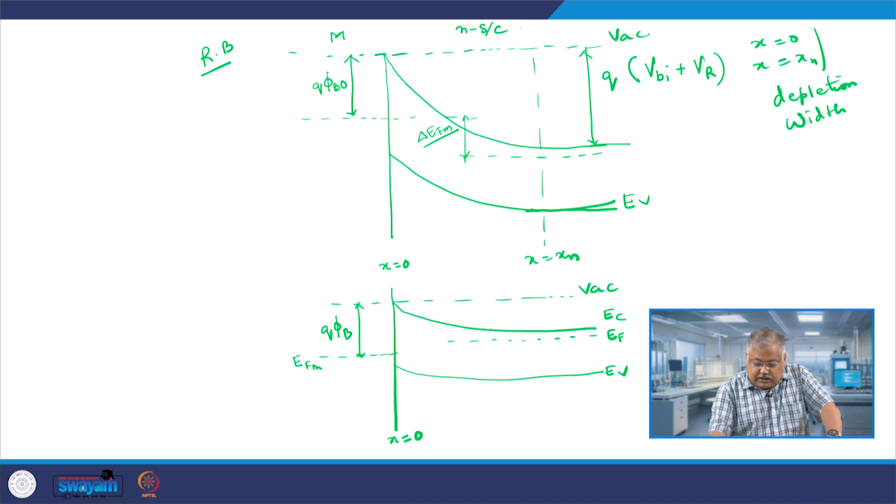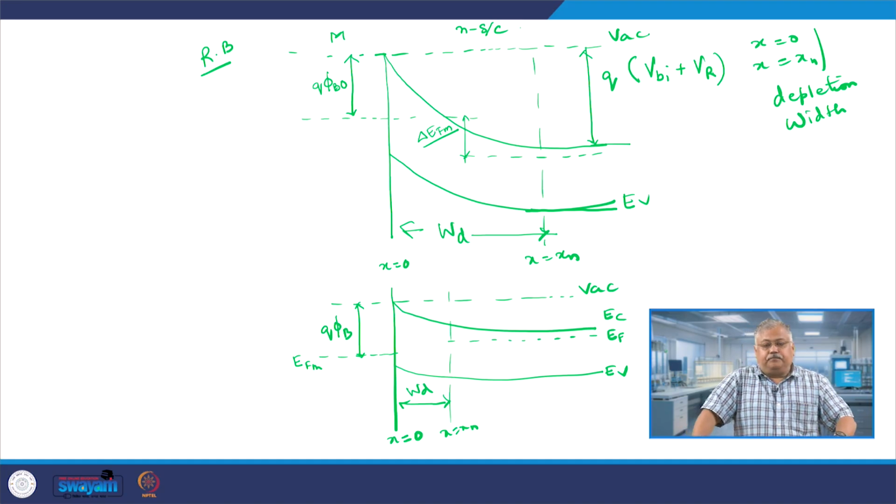Therefore, you can see the point where the energy band diagrams are constant, this is x equals xn, and the depletion width has been reduced. This is the WD value for a forward biased junction, which is actually reduced.